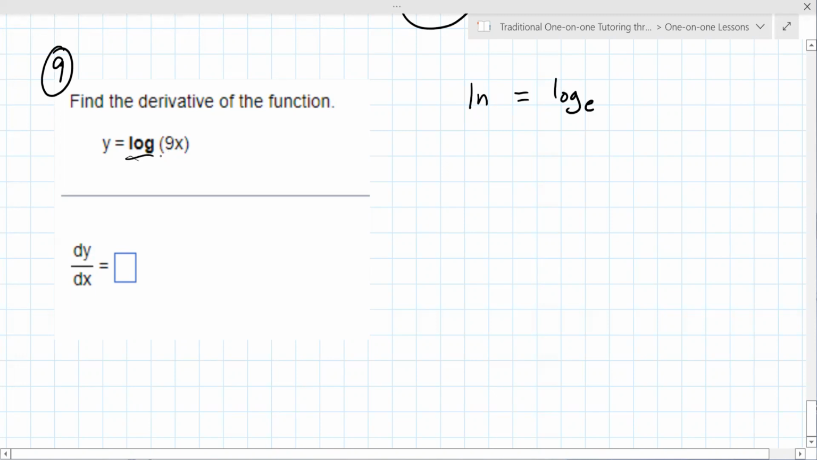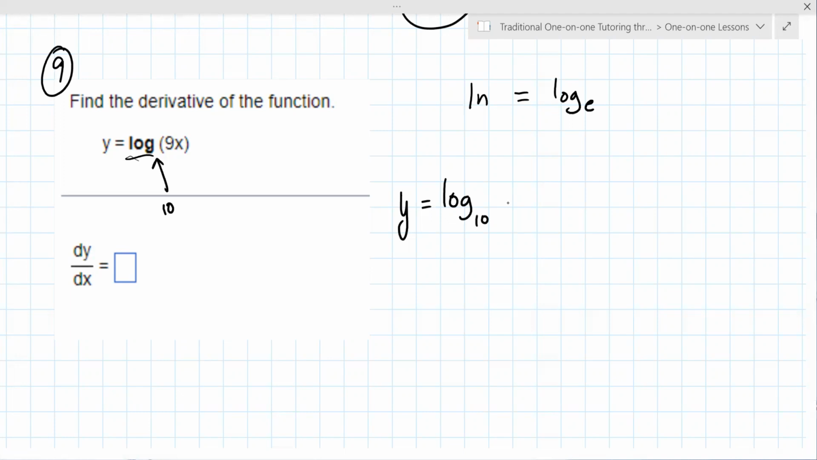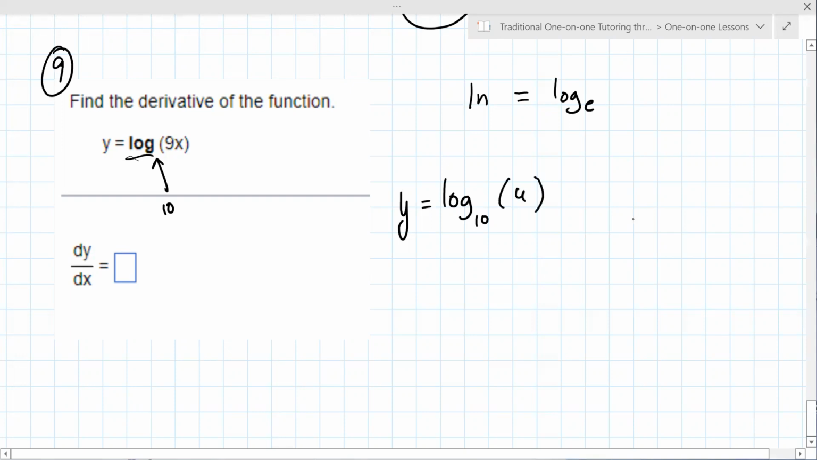There used to be tables for each that they used, but now we just use a calculator, of course. So this is really y equals log, and the base is important. It's not written, but the base is 10. If the base isn't written, it is log base 10. Like if you look at a stock chart, they sometimes use log base 10 tables because you can see what's going on over a longer period of time.